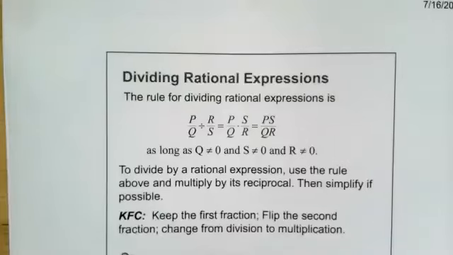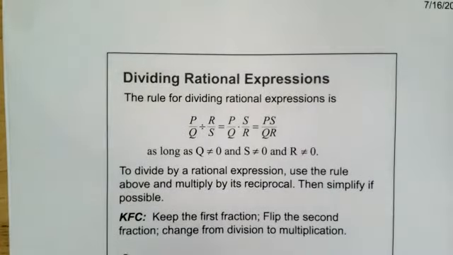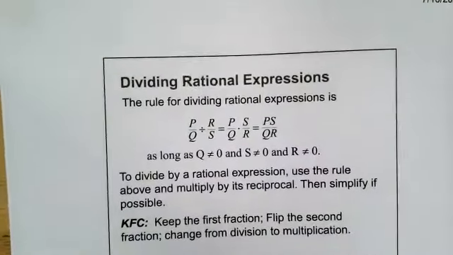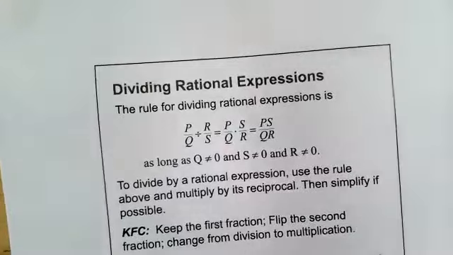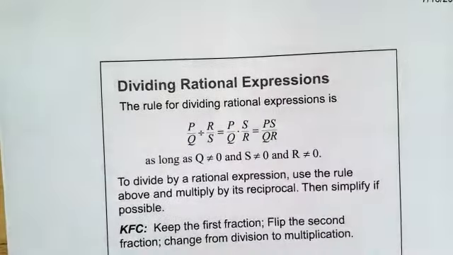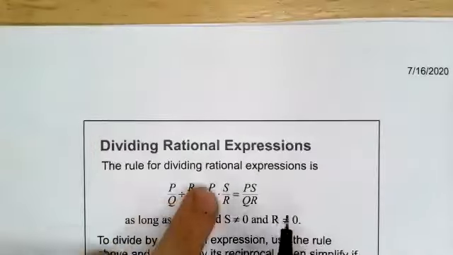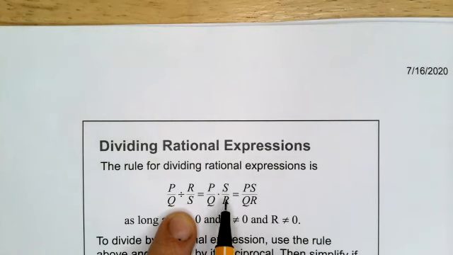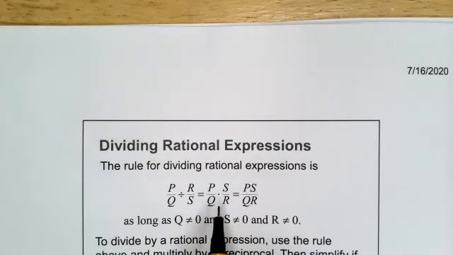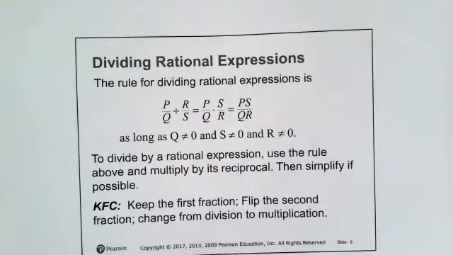All right. So rational expression, again, is just anything that has the division bar in it. Good. So we talked about multiplying as P over Q times S over R is the same as P times S, or PS over Q times R, or QR. Good. As long as Q is not 0, S is not 0, and R is not 0.